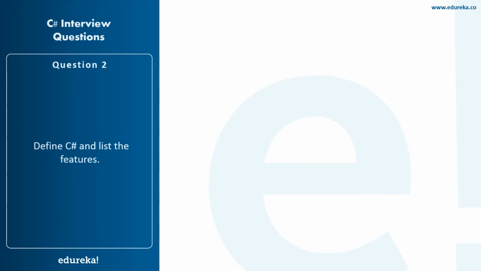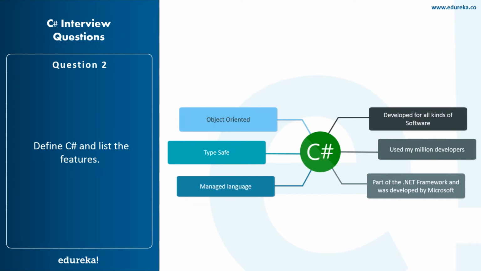Now I'll move on to the next question, which says define C# and list the features. Well, C# is an object-oriented, type-safe, and managed language which was developed by Microsoft under its .NET framework back in 2000. The idea was that it would be used in the development of all kinds of software aiming at different platforms like Windows, web, mobile, using only one programming language. Fast forward to the present day, it is one of the most popular and widely used programming languages. It is used by millions of developers for building all kinds of software.